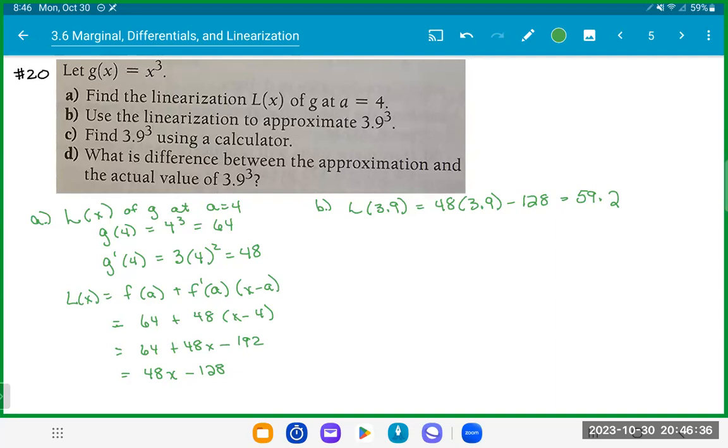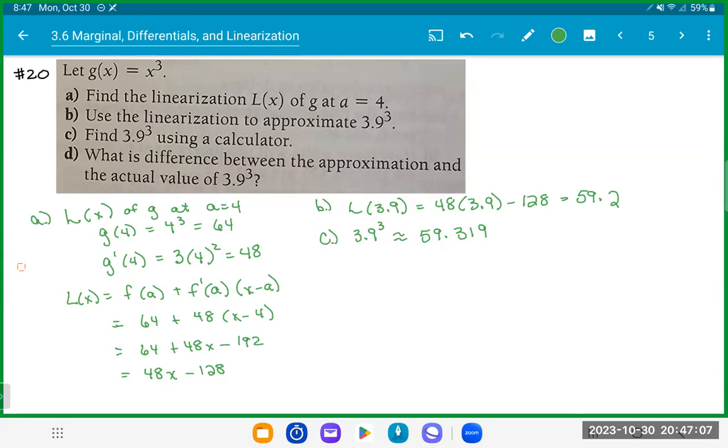All right, so now we want to use that calculator. That's what part C is. Find what 3.9 cubed is using the calculator. And so when you plug 3.9 cubed into the calculator, you get 59.319, which is pretty close to that linear approximation that we got in part B.